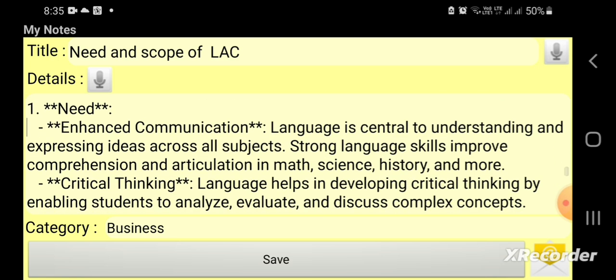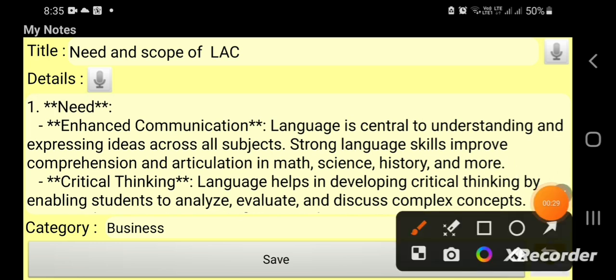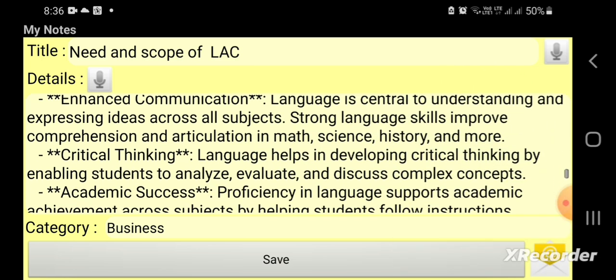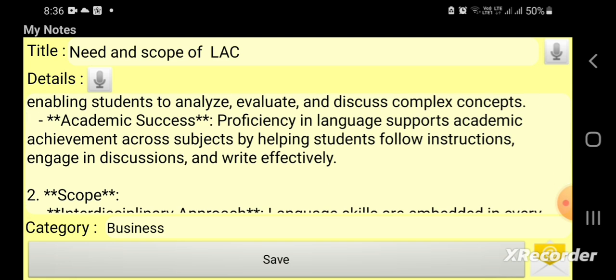Need: enhanced communication. Language is central to understanding and expressing ideas across all subjects. Strong language skills improve comprehension and articulation in math, science, history, and more. Critical thinking. Language helps in developing critical thinking by enabling students to analyze, evaluate, and discuss complex concepts. Academic success. Proficiency in language supports academic achievement across subjects by helping students follow instructions, engage in discussions, and write effectively.